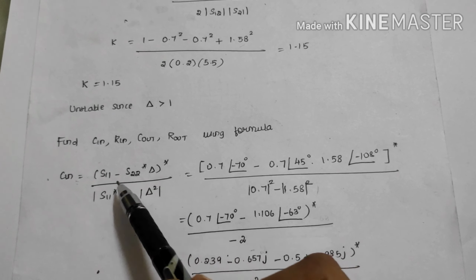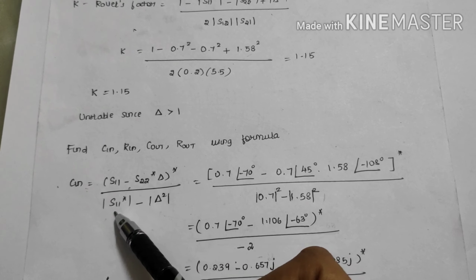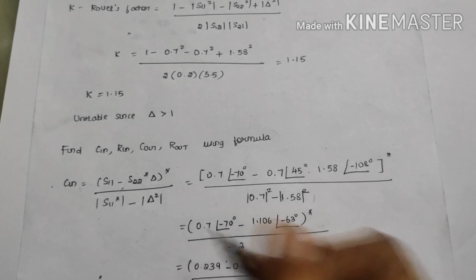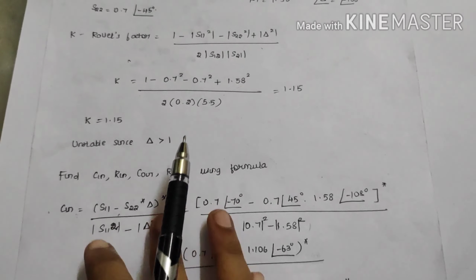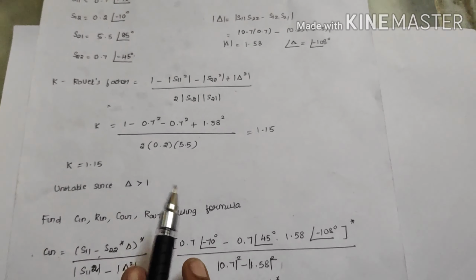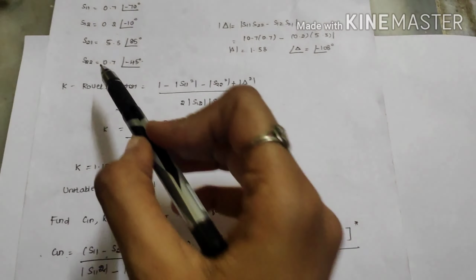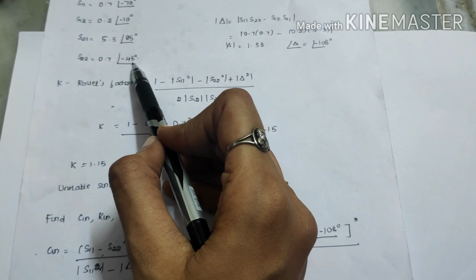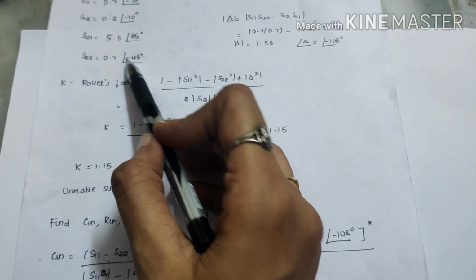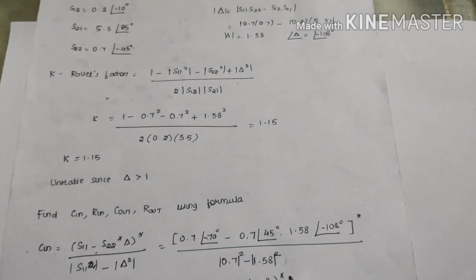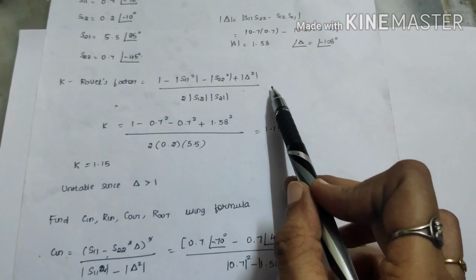The formula for C in is S11 minus S22 star del, the whole star, divided by mod S11 square minus mod del square. Now S11 value is given to be 0.7 angle minus 70. S22 star means 0.7, and conjugate means take the conjugate of the angle alone. Minus means take it as positive, positive means take it as negative. That applies the conjugate to your angle. So this is 0.7, and I have taken the angle to be plus 45 because it is star. And del value is 1.58.